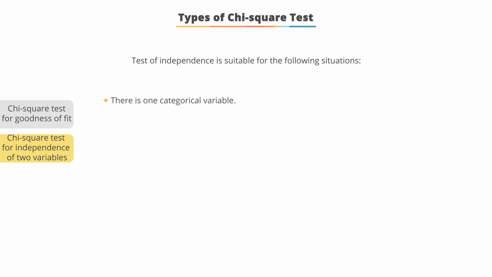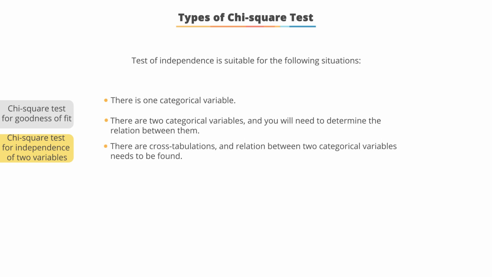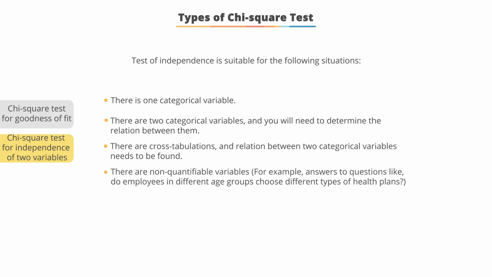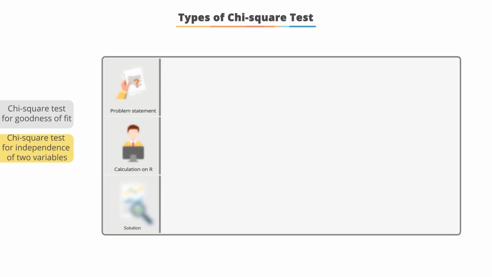Well, if there's one categorical variable, or if there's 2 categorical variables, you need to determine the relationship between those 2. If there are crosstabs, and we need to find out if there's a relationship between 2 categorical variables, and also if there are non-quantifiable variables, such as do employees in different age groups choose different types of health plans. So let's go through another example.